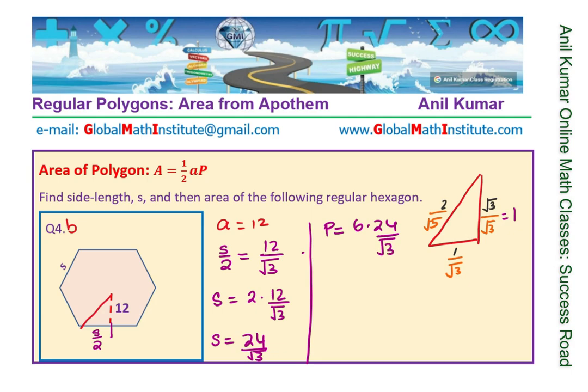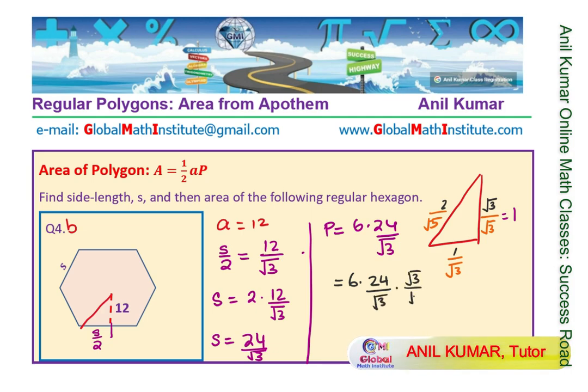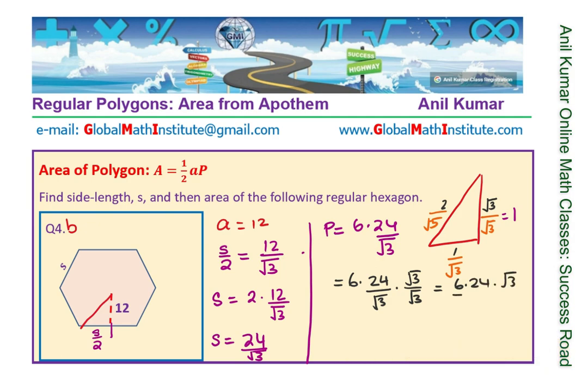Now many times what we do is we rationalize this number. So let me rationalize this also. Rationalization basically means the radical which you see in the denominator, we need to multiply and divide by the same thing so that we do not have a radical in the denominator. So I'm multiplying and dividing by square root 3. So in the denominator, square root 3 times square root 3 is 3. So we get here 6 times 24 times square root 3 divided by 3. You get the idea.